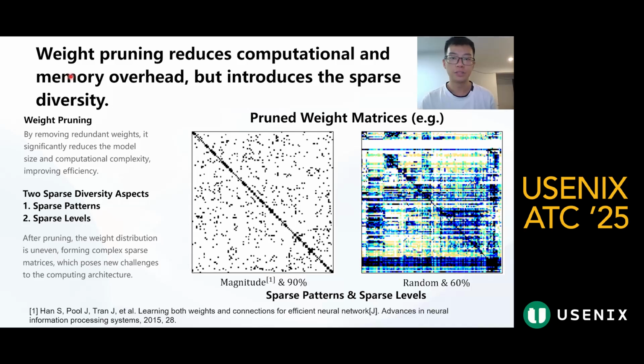As mentioned before, weight pruning reduces computational and memory overhead, but introduces sparse diversity. The sparse diversity comes mainly from 2 aspects. First, sparse patterns, and second, sparse levels. After pruning, the weight distribution is uneven, forming complex sparse matrices, which poses new challenges to computing architecture.